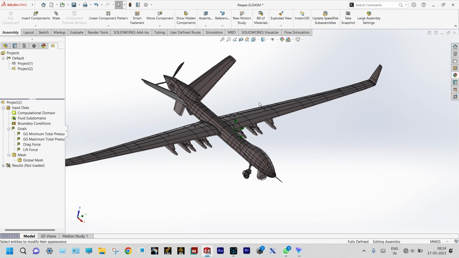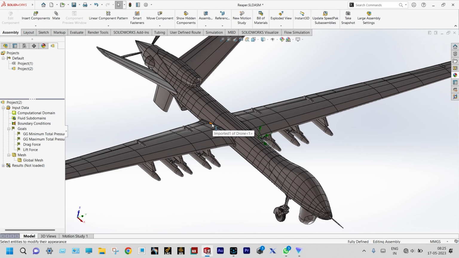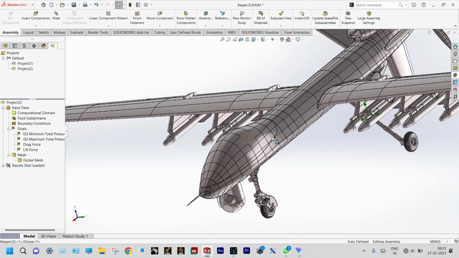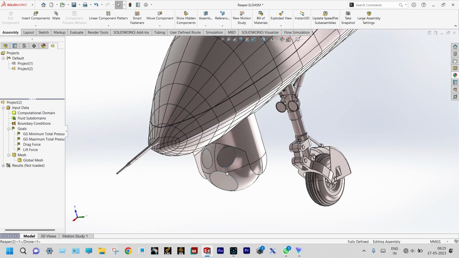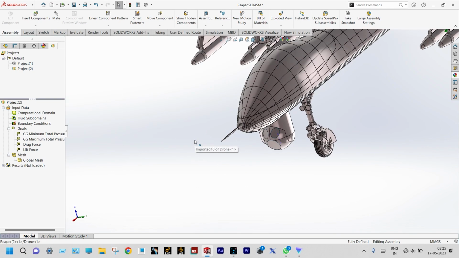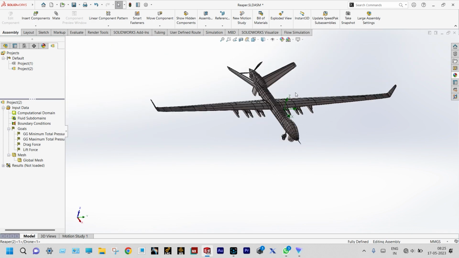Hello viewers, today I'm going to show CFD aerodynamic analysis of a drone using SolidWorks Flow Simulation. You can see the model. This is a very popular drone known as Reaper MQ9. It is widely used in the US Army. It contains laser guided missiles, you can see here, and this is the camera, and this part is known as the nose. This is the landing gear.